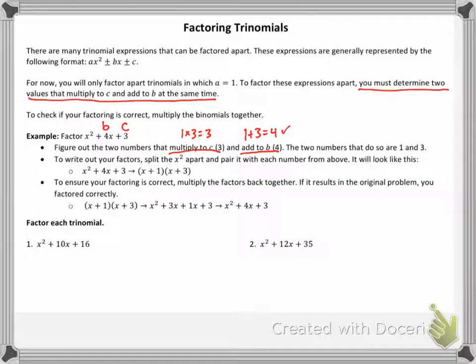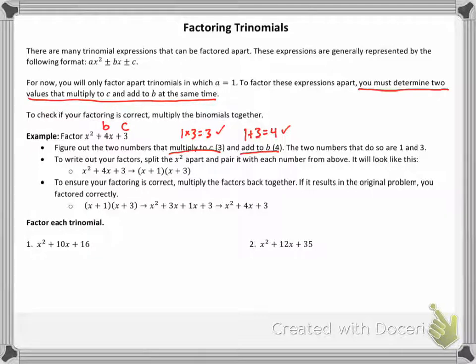Well, that's good. That checks out. That's the only number pair that satisfies this. And what's nice about these is when it comes to factoring these apart, you're not going to have to think of, well, could there be other number combinations? It's only going to be one number combination that'll break these down. So, once you figure out what multiplies to the c and adds to the b value at the same time, that's when you can write out your factors.